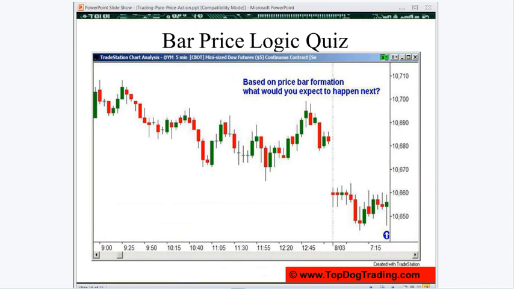Based on the price formation, the basic logic of price action bars, here on the hard right edge of the screen, okay, notice I got my little blue arrow there. What would you expect to happen next? Type in what you would expect to happen next. Now you can't see the future. I've taken away the future from you, because this is how we've got to trade. All right, so what would you say?